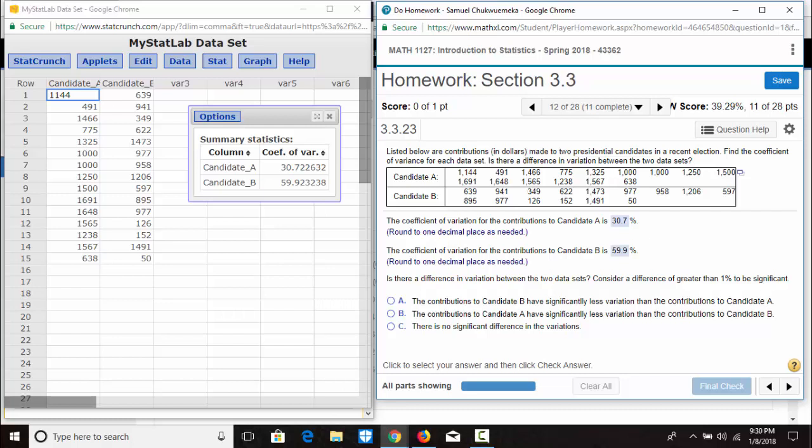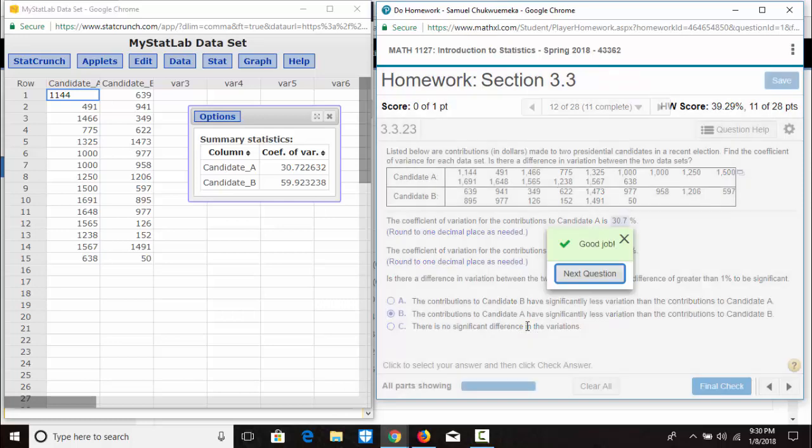A, the contributions to candidate B have significantly less variation than the contributions to candidate A. No, that's the other way around actually. The contributions to candidate A have significantly less variation than the contributions to candidate B. Yes, option B is the answer.